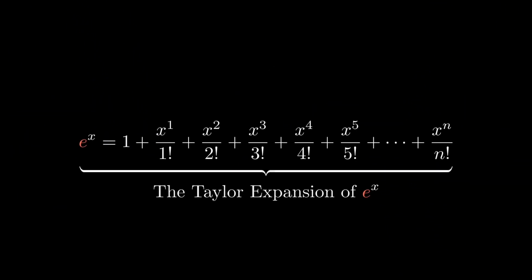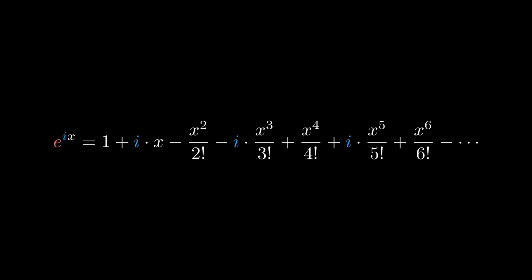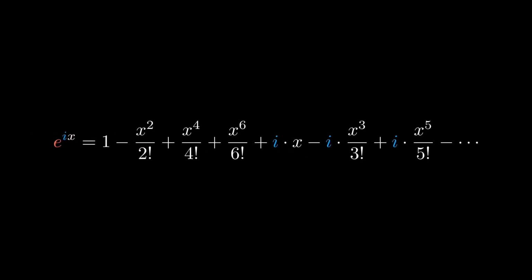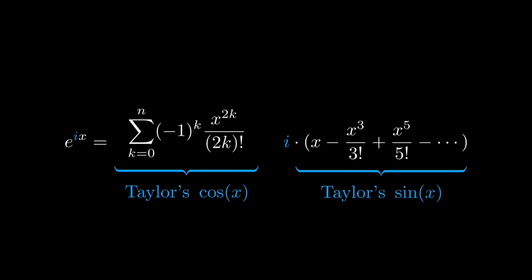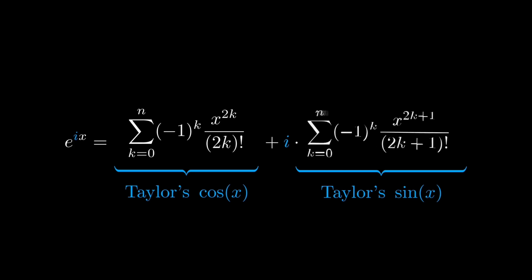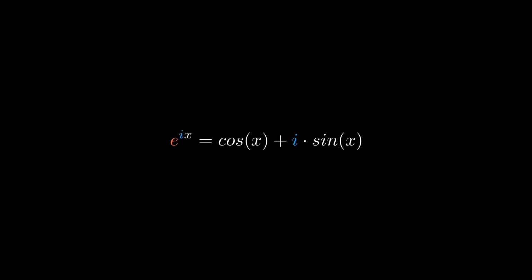Let's dive into the complex world. I will substitute ix in place of x, and we will end up getting the Taylor expansion of e^(ix). Notice something interesting: the left side forms the Taylor series for the cosine of x, and the right side forms the Taylor expansion for i times sine of x. We can now write e^(ix) as cos x plus i sin x.